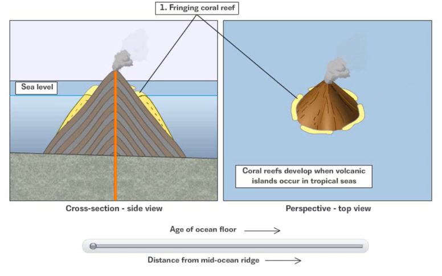Coral reefs develop in tropical seas where there are specific environmental conditions that are conducive to the growth of coral reefs. The animation begins by showing the first stage of coral reef development, called the fringing reef stage. Notice how close the coral reefs are to the volcanic island.